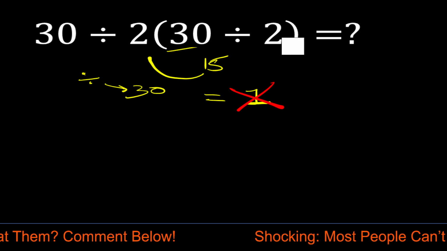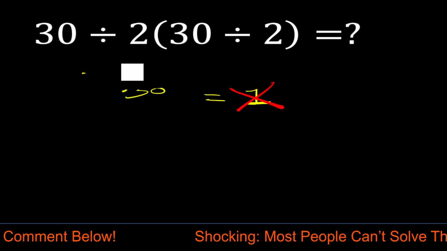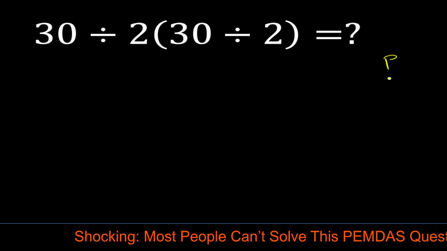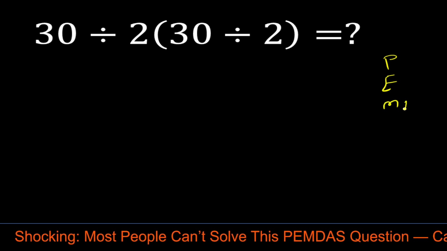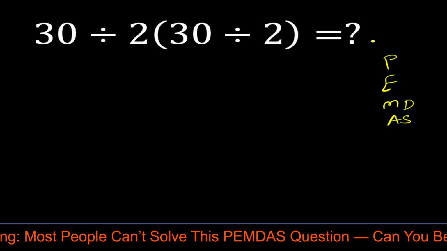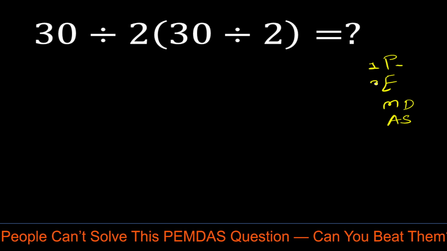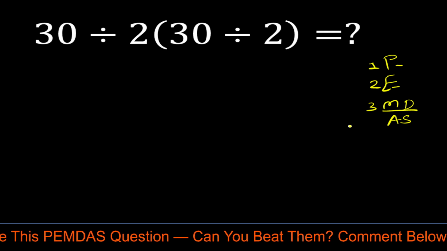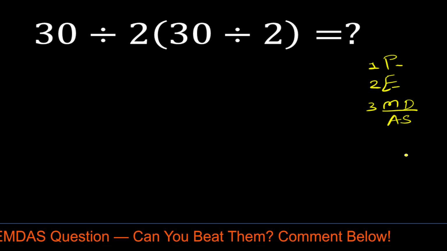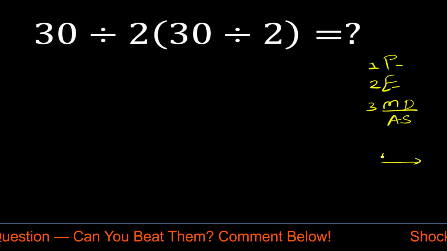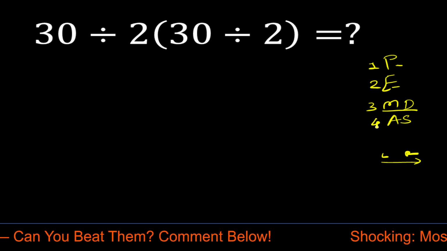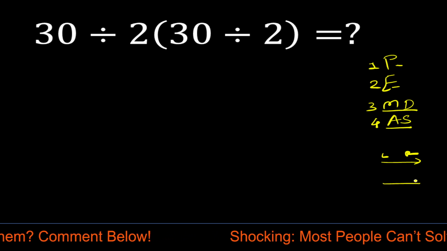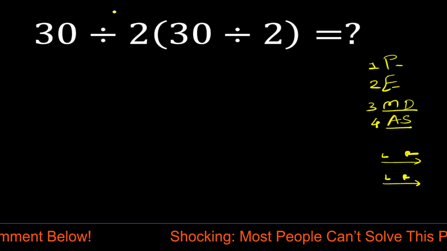So now let's solve this problem correctly by using the PEMDAS rule, right? So PEMDAS, P E M D A S. According to PEMDAS, first priority is parentheses, second priority is exponents, third priority is multiplication and division. Here multiplication and division both have equal priority, so we have to solve it from left to right. Then the last priority is addition and subtraction. Also both have equal priority, so we have to solve it from left to right.